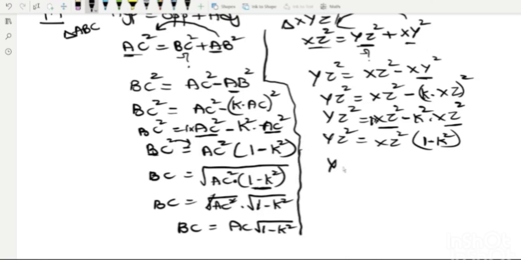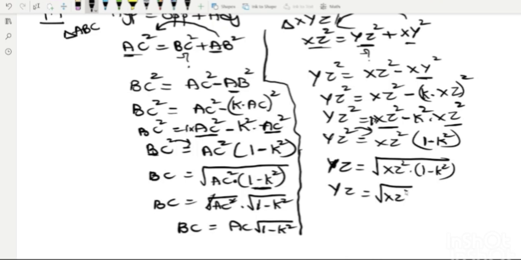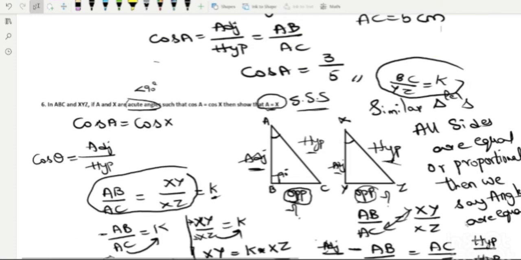In a similar way, we will send the square to the other side. This becomes square root of XZ square into 1 minus K square. You can cancel out the square root, and you will be left with YZ equals XZ into root 1 minus K square. Now let us shift to the starting point.